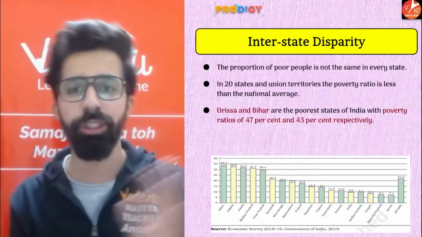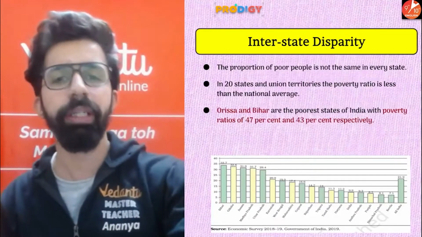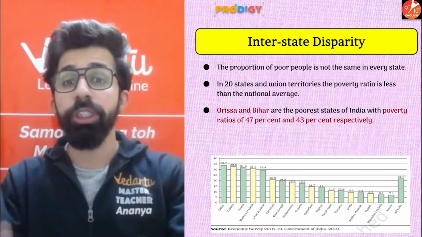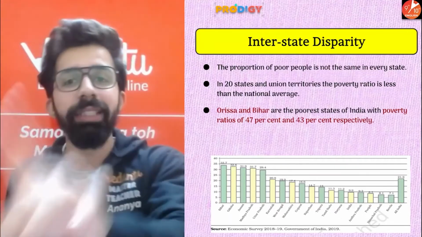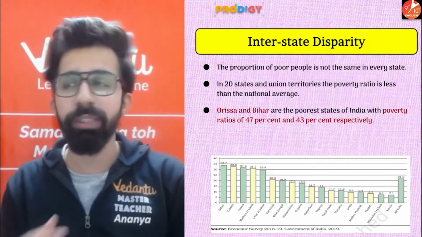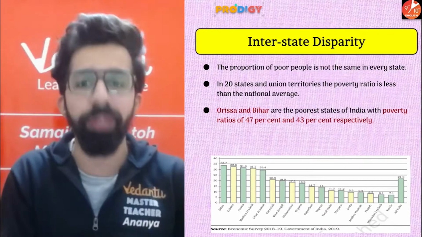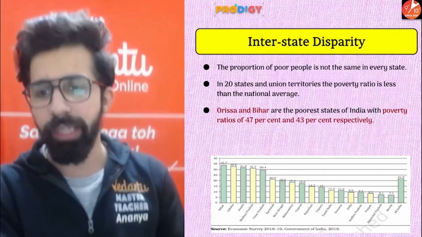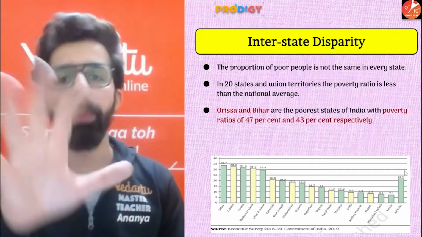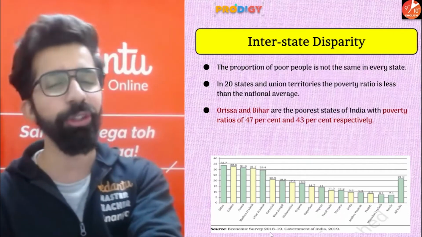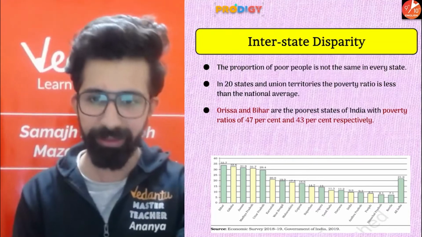Alright. Now guys, let's talk about interstate disparities. What is interstate disparities? The proportion of poor people is not the same in every state. It means in a few states the poverty is very high, and in a few states the poverty is very low. For example, let's say the national average is 22%. The data which you can see right now is according to the 2018-19 census.